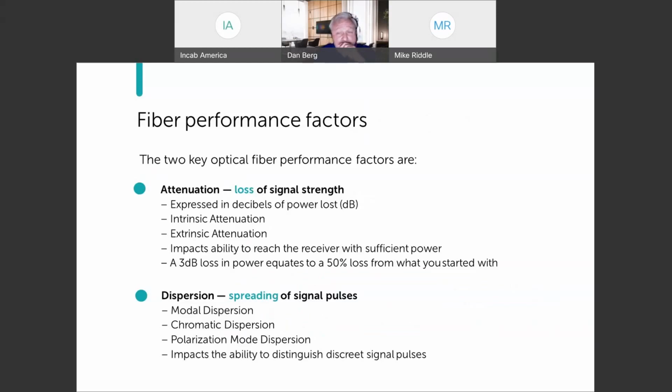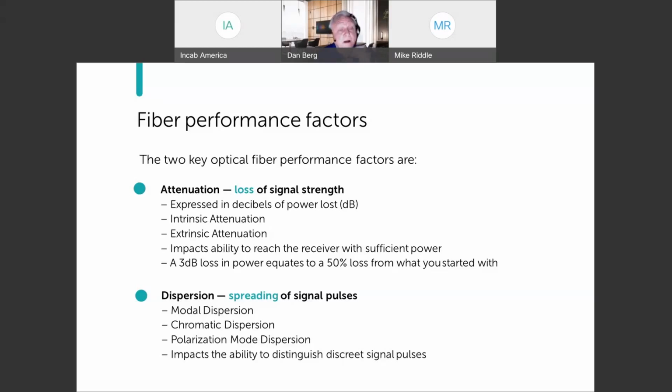Attenuation or performance factors. We're going to be talking about attenuation and dispersion. Attenuation is obviously the loss in signal strength. How much power did we lose down the length of the fiber? And it's expressed in decibels. There's intrinsic, what happens as part of the manufacturing process. Extrinsic, which is usually something that the environment's done to the fiber, whether it's cabling or whatever, that causes attenuation.